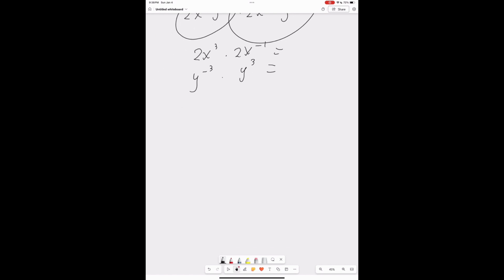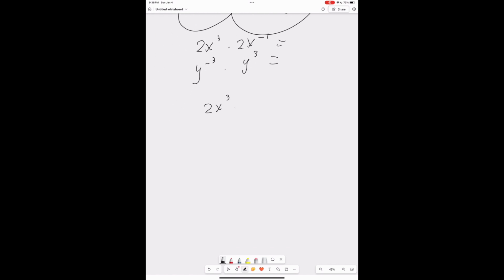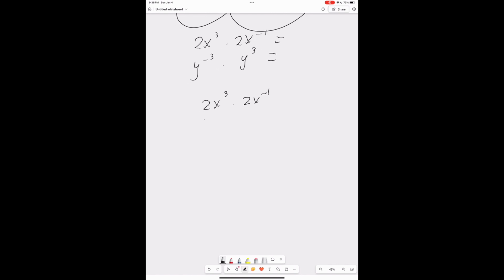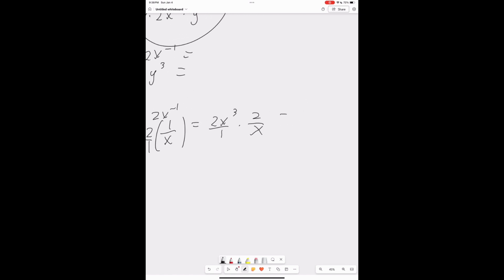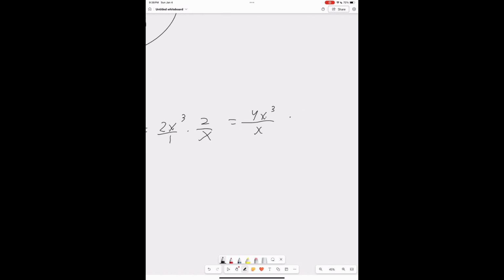So, 2x to the third times 2x to the negative 1. I'm going to apply the product of powers rule. Just leave it out for now: 2x to the third times 2, 1 over x. So I'm going to get 2x cubed over 1 times 2 over x. So now I'm going to get 4x cubed divided by x, and this is going to give me 4x squared for the x's part.